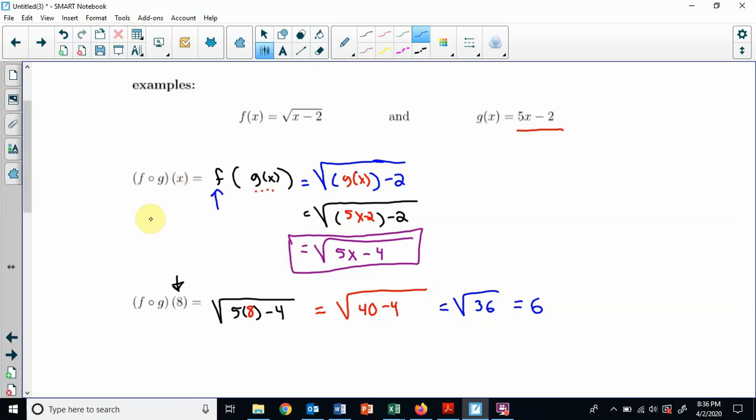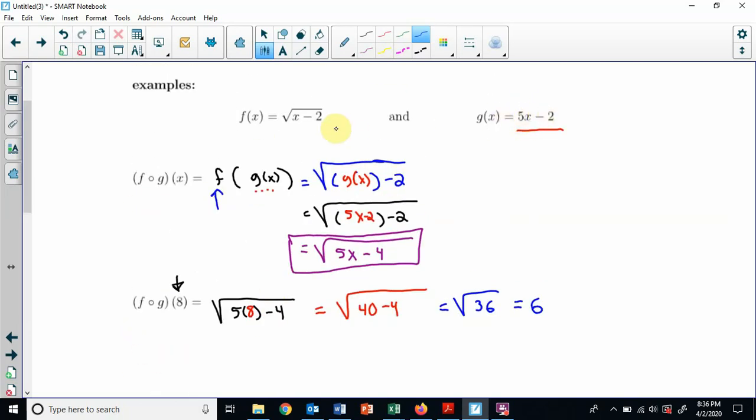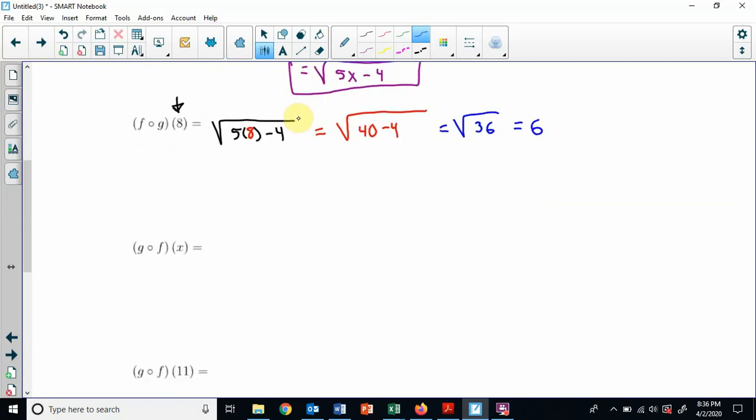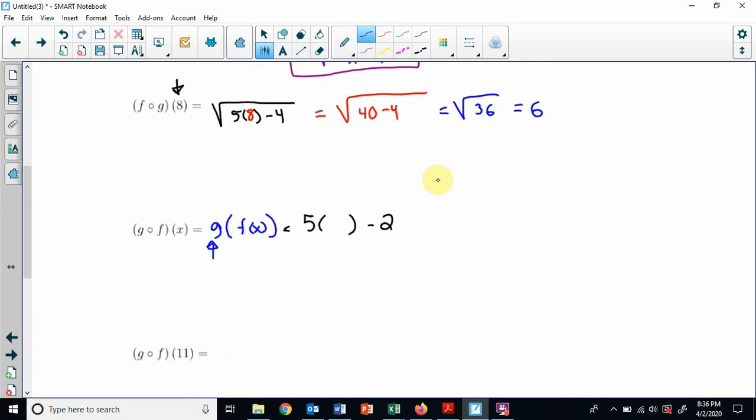Alright, so let's see if we can do the other way, because that's my next example. Is going g of f. Alright, help me remember the functions. 5x minus 2 and square root of x minus 2. So this is g of f of x. So the outside function is g this time. And g was 5x. So 5 blank minus 2. I hope I remember that correctly. Let me scroll up and look. 5x minus 2, yes. 5x minus 2.